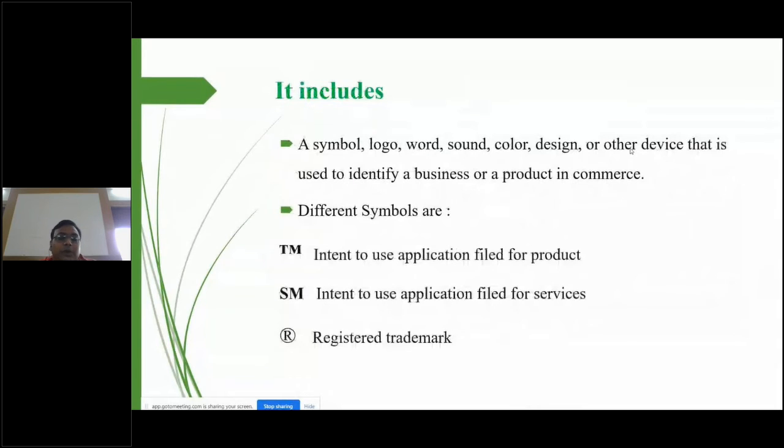It includes the symbols, logo, word, sound, color, designs or other devices that are used to identify a business or a product in commerce. Different types of symbols are there: TM, SM, R. What is TM? The intent to use application, for a product. SM, the intent to use application, for a service. TM for product, SM for service, and R for the registered trademark.